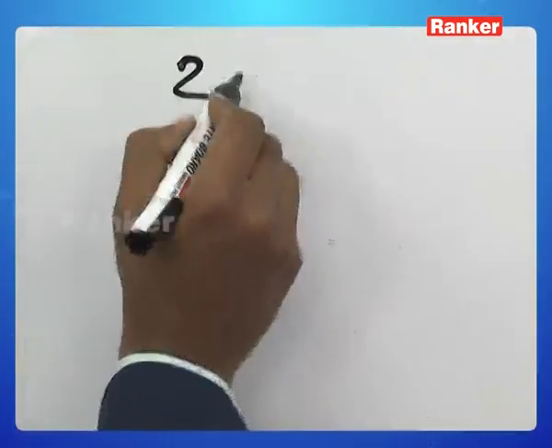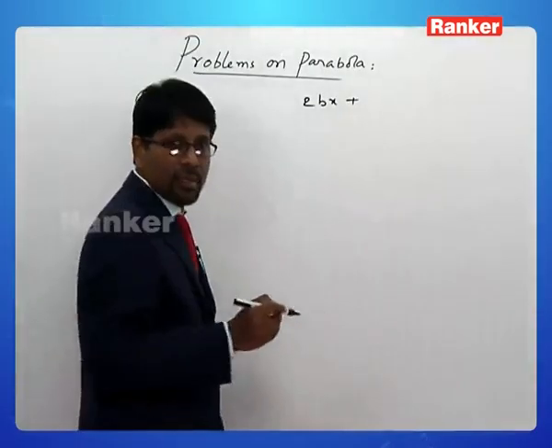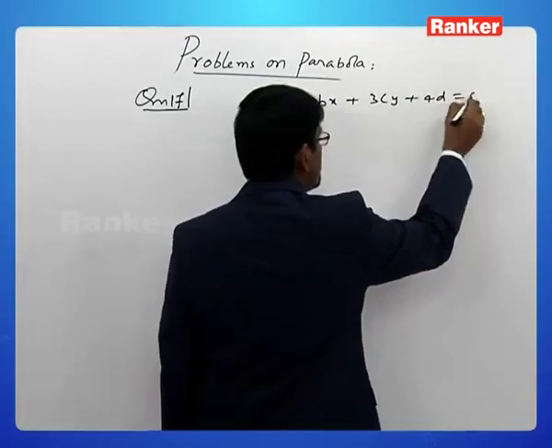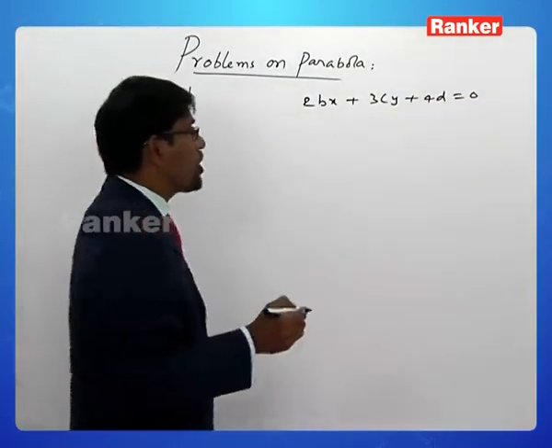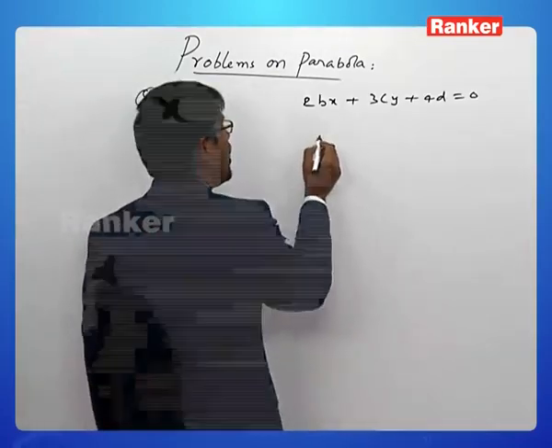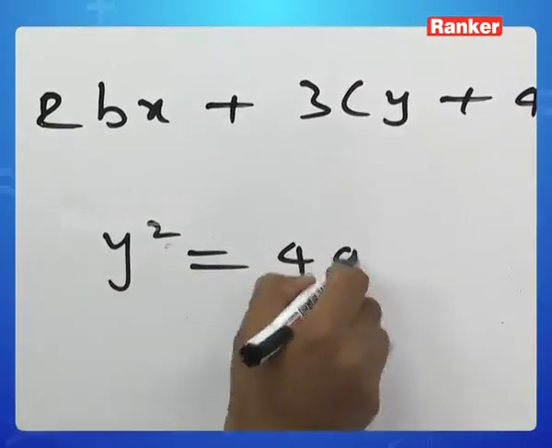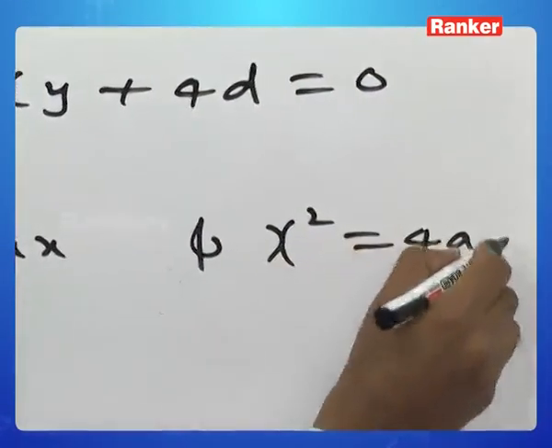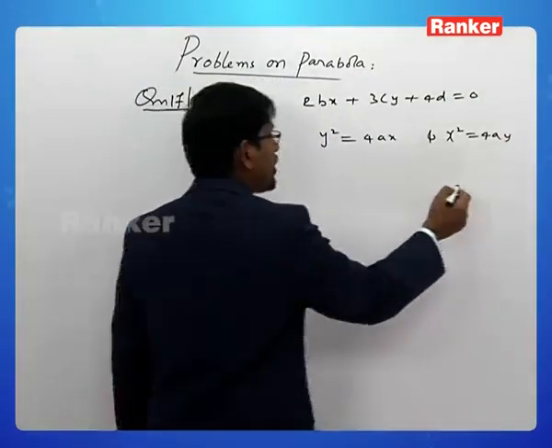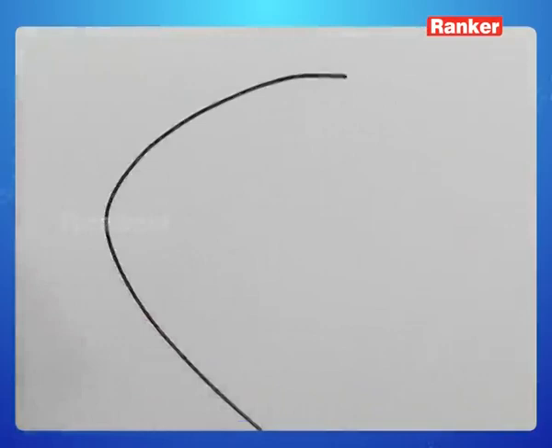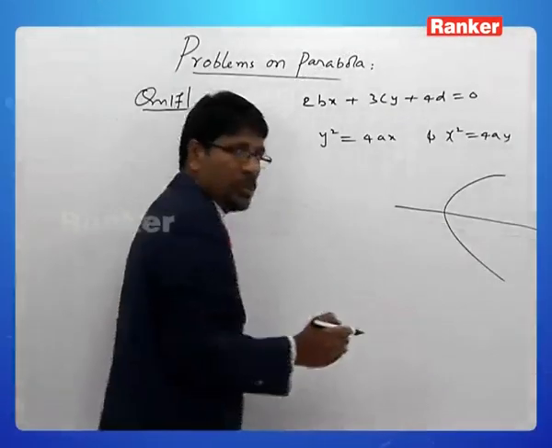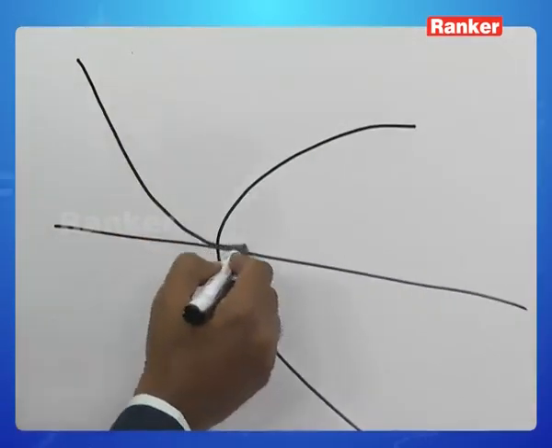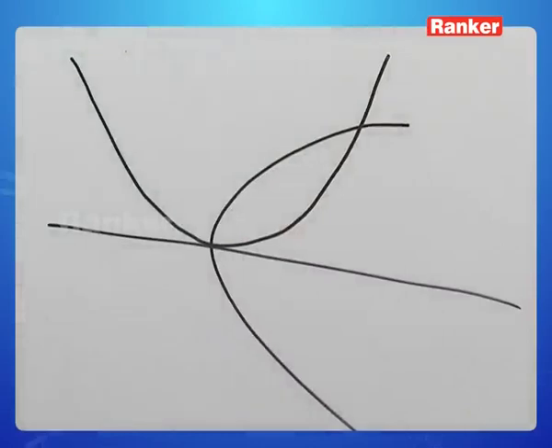We are given that 2bx plus 3cy plus 4d is equal to 0 is a line which is passing through the intersection of y square equal to 4ax and x square equal to 4ay. These are the two parabolas. y square equal to 4ax is a parabola with the vertex at the origin and whose axis will be the x-axis. x square equal to 4ay is a parabola like this. They both intersect in 2 points.